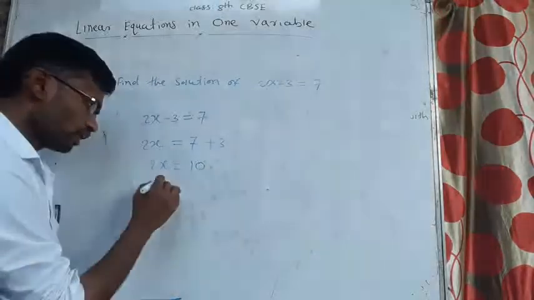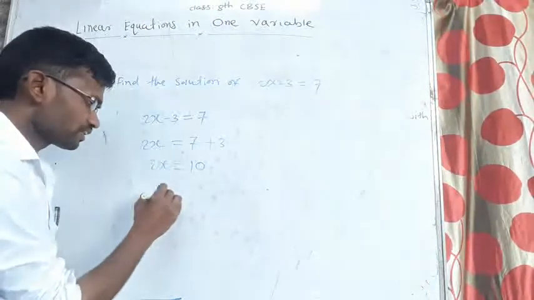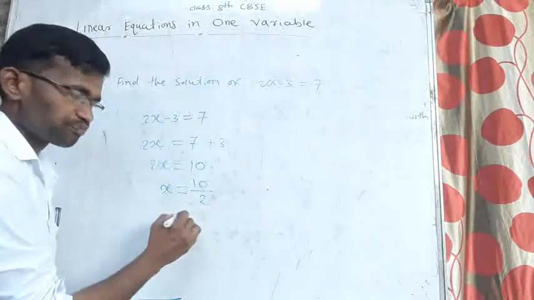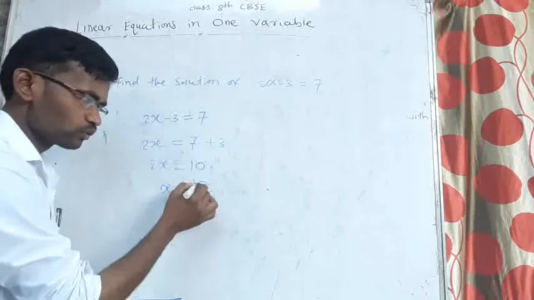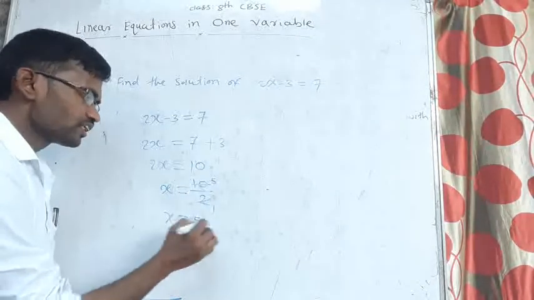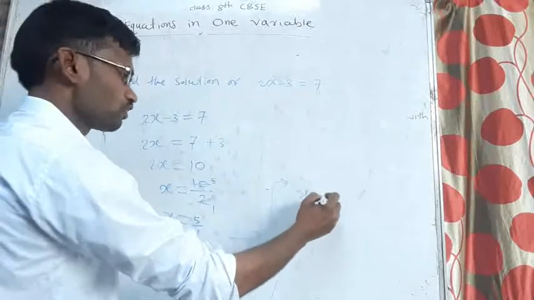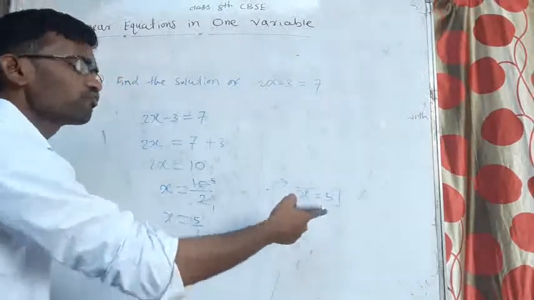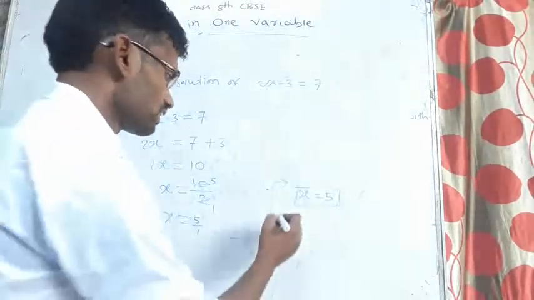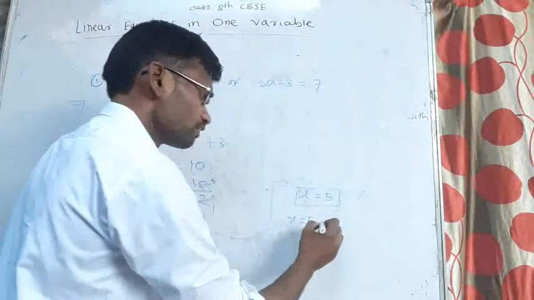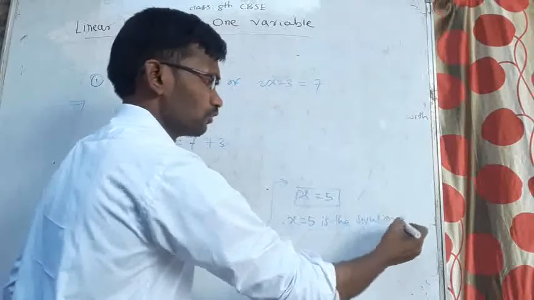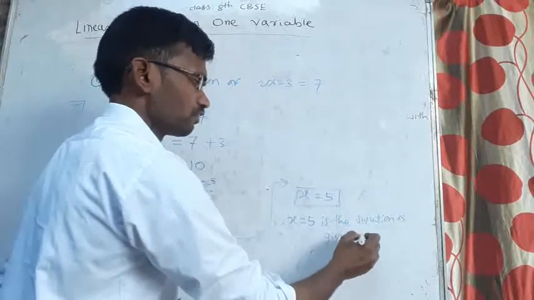Now 2 is in multiplication with x, so x as it is, and 10 divided by 2, as 2 is in multiplication, it goes in division. 2 ones are 2, 2 fives are 10, so 5 divided by 1. Therefore x is equal to 5 by 1, means 5. x is equal to 5 is the solution of the given equation.